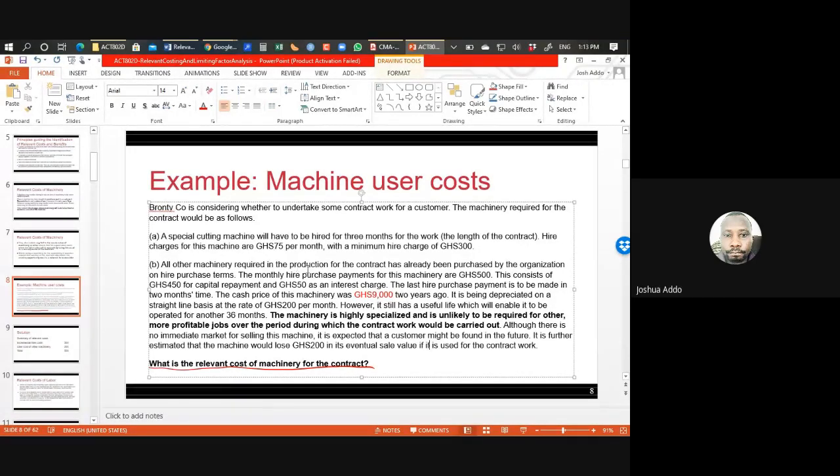Then they said that the 9,000 machine was bought on hire purchase or maybe finance lease terms. So we pay in installments. Every month we pay 500. The monthly hire purchase payment for this machine is 500 Ghana cedis. Is that 500 Ghana cedis a relevant cost or not?